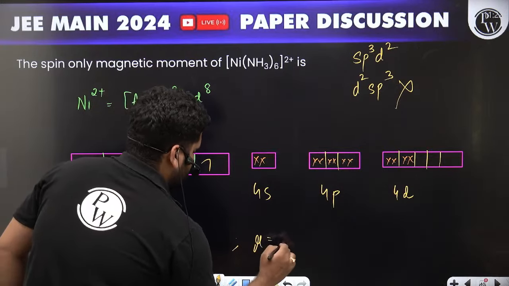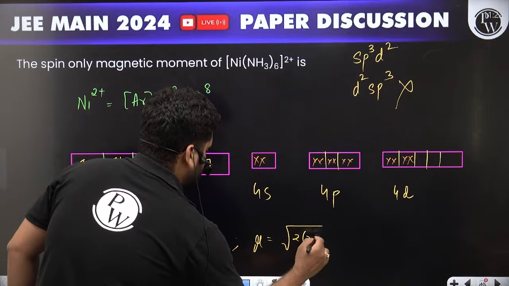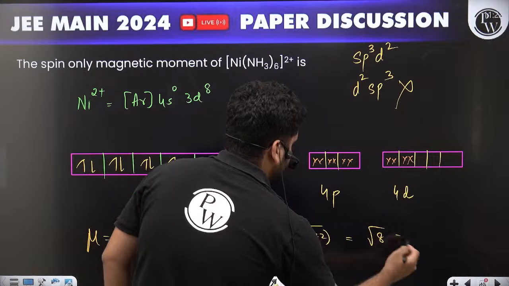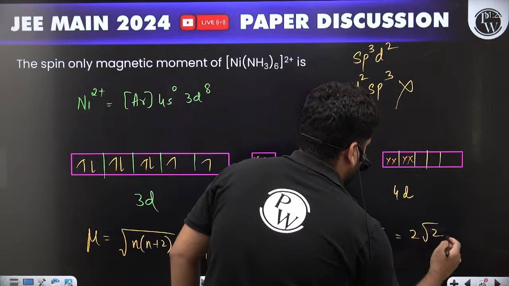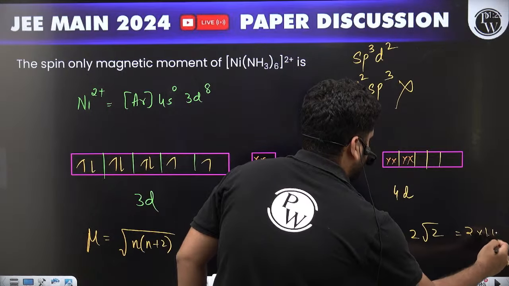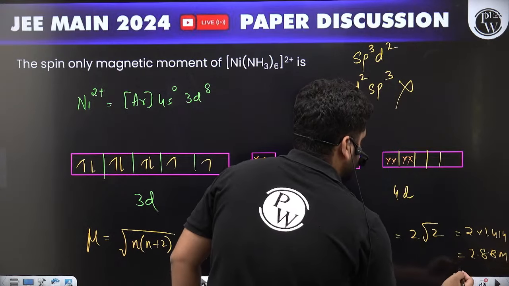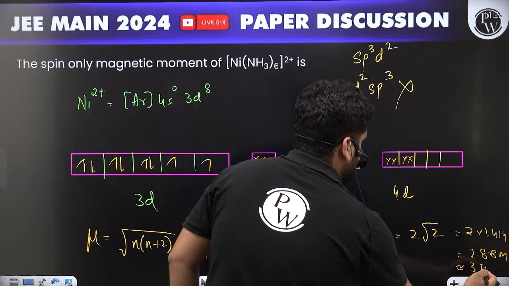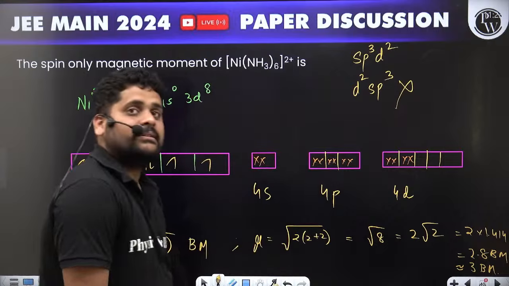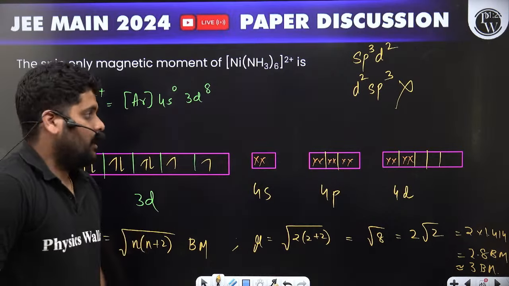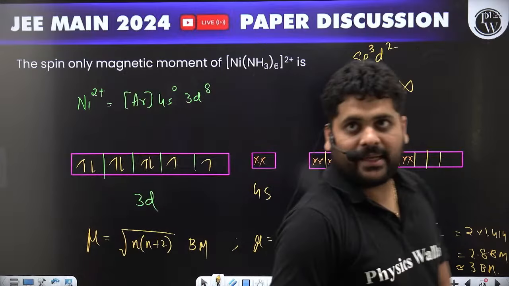Mu is equal to root over 2 into 2 plus 2, which is 4, so root 8, which is 2 root 2, which is 2 into 1.414, approximately 2.8 Bohr magneton. If it is with respect to the nearest integer, you will put 3 as your answer. That's it. That is what we have to do.